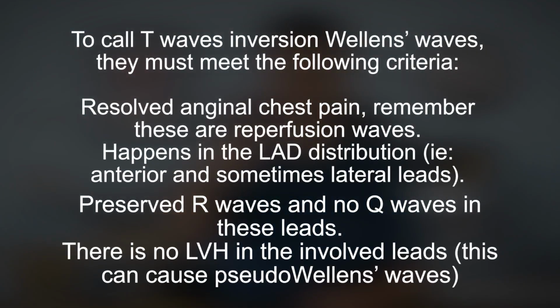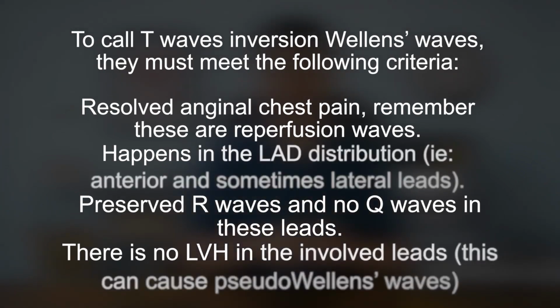Now remember, to call T-wave inversion Wellens waves, they must meet the following criteria. There is resolved anginal chest pain. Remember, these are reperfusion waves and they happen in the LAD territory, which means the anterior and sometimes the lateral leads. There are preserved R waves and no Q waves in these leads, and there is no LVH in the involved leads. This can cause pseudo-Wellens waves.